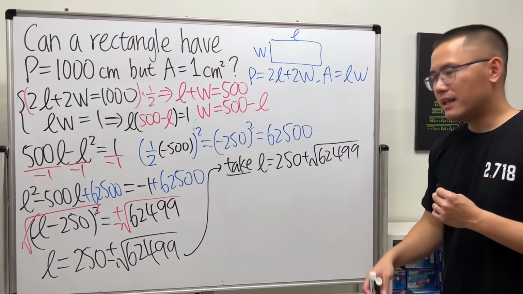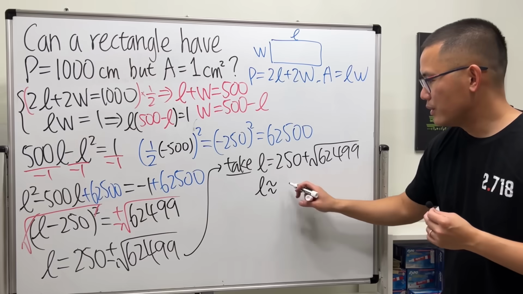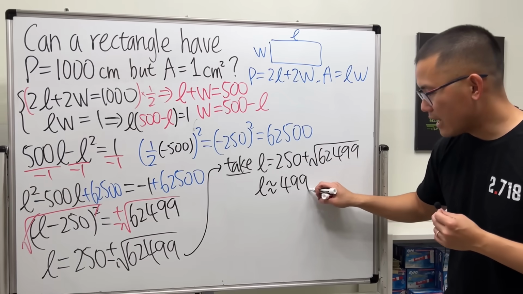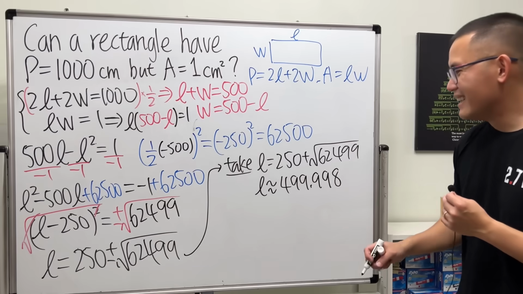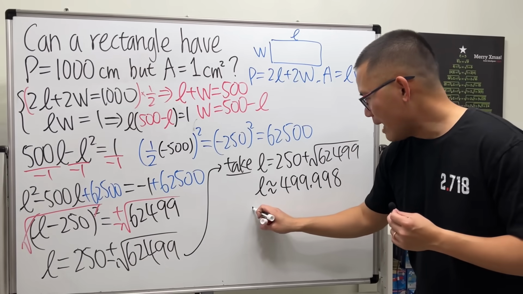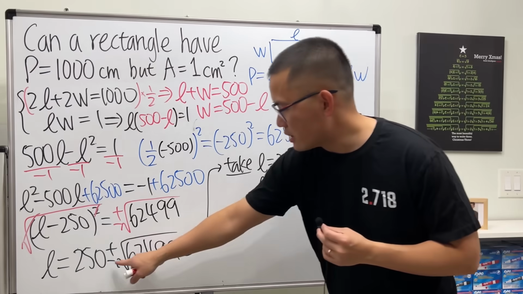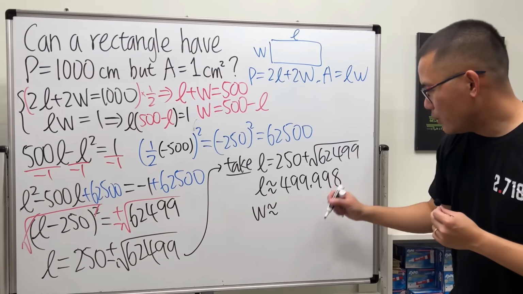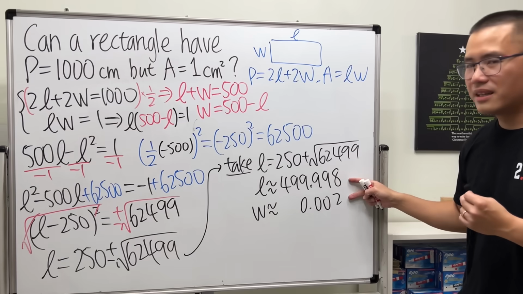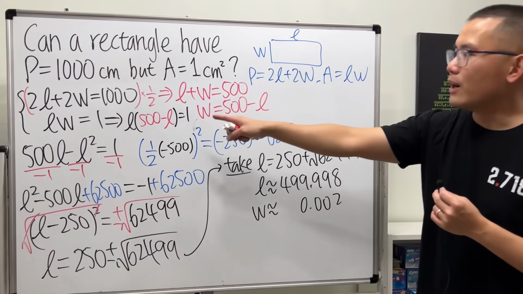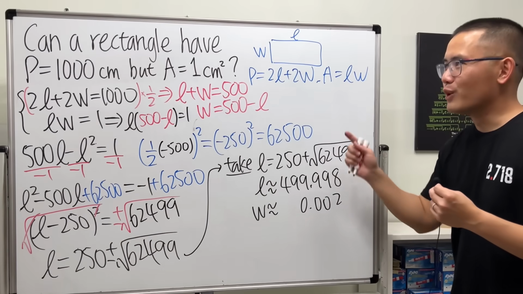And let me just use a calculator to tell you that L will be approximately 499.998. All right? That said though, W, just use the approximation. In fact, W will just be the negative version of it, and it will be 0.002 because together they have to add up to be 500 right here. So these are the dimensions for such a rectangle.